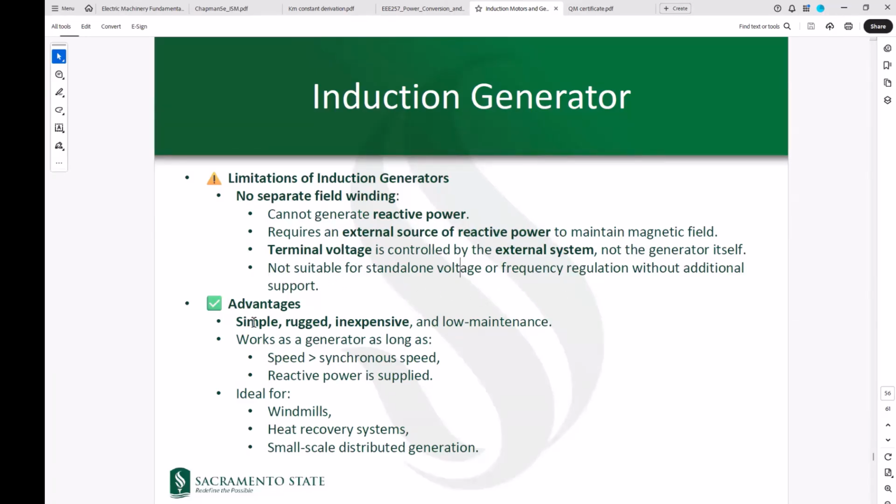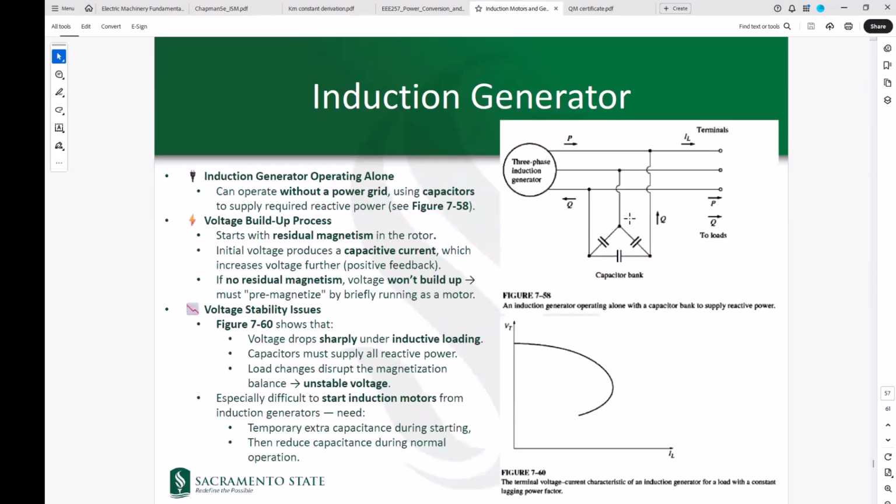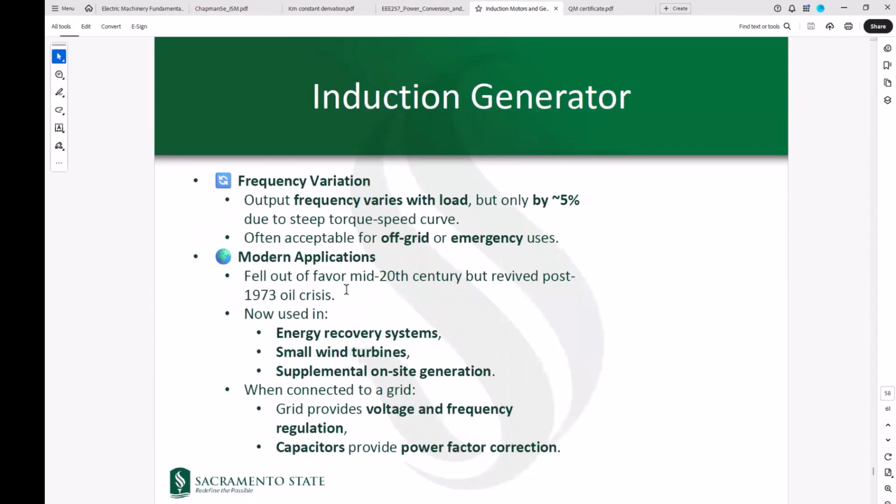There are some advantages. These are simple machines, rugged, inexpensive, that can provide power. They are ideal for windmills, heat recovery systems, and small-scale distributed generation. We would always need some kind of reactive power compensation through means like capacitor banks in order to operate these machines. They do not have a good voltage profile. As the load is increasing, you may easily go to voltage collapse. So you need to be aware of these conditions.